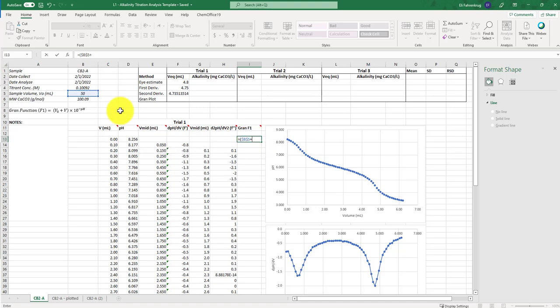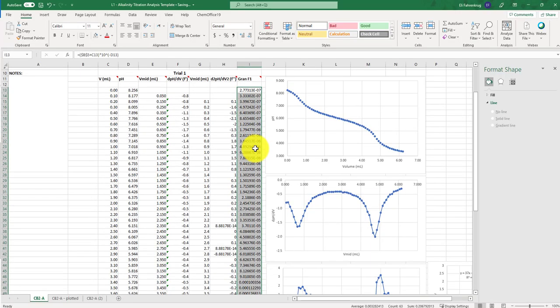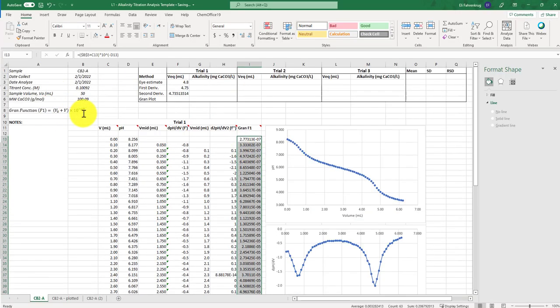So I'm going to choose add, and now plus V, V being the volume of the titrant that's added. And I'm not going to constrain this value because I want that to change as I drag that down. I'm going to close that parenthesis, and then I'm going to multiply by 10, and then raise that with the caret symbol and do pH in parentheses, and I'll do negative pH, and then I'll close that. And this will compute this Gran function, or this F1, and I can click and drag this down, and we'll get a bunch of these numbers. So this is the linearized expression as we're close to the midpoint, or the equivalence point.